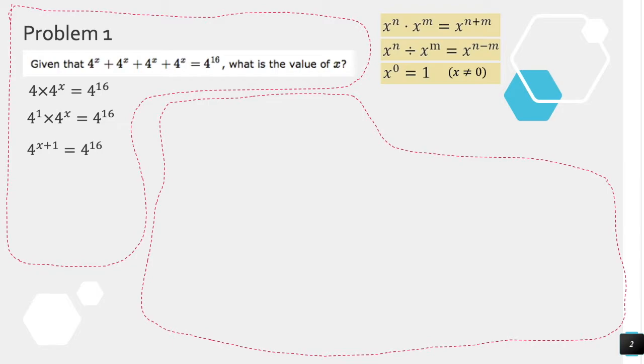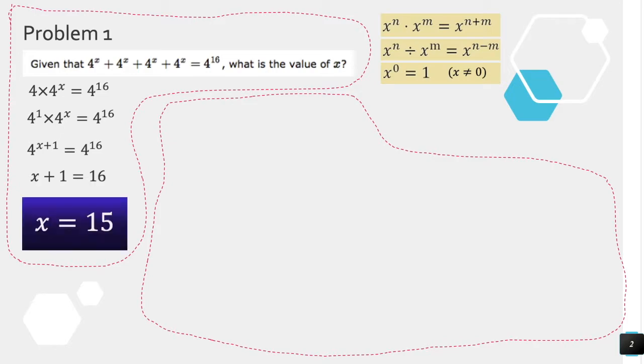So now we figure that 4 to the power of x plus 1 should equal 4 to the power of 16. Well, if they are equal, then the exponents on the two sides of the equation have to be equal too. So x plus 1 equals 16, therefore x is 15. Hopefully that was pretty straightforward for most of you guys.